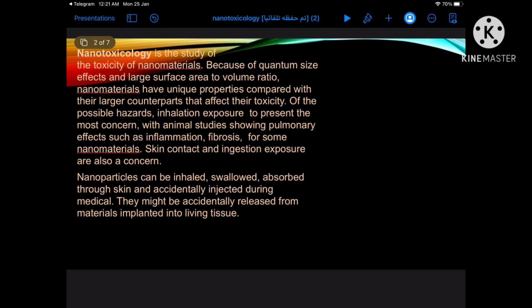Nanotoxicology is the study of the toxicity of nanomaterials because of quantum size effects and large surface area to volume ratio. Nanomaterials have unique properties compared with their larger counterparts that affect their toxicity and possible hazards. Inhalation exposure presented the most concern, with animal studies showing pulmonary effects such as inflammation and fibrosis. For some nanomaterials, skin contact and ingestion exposure are also concerns.